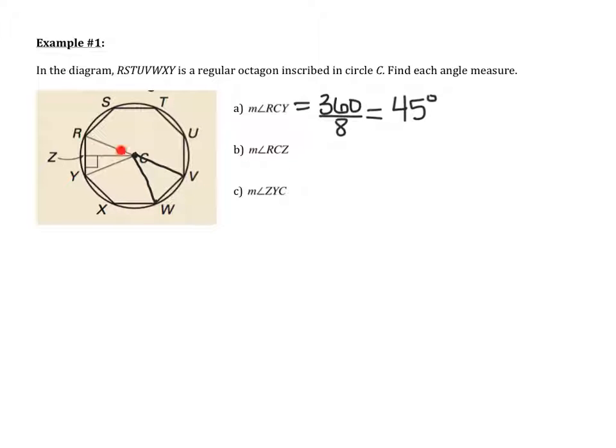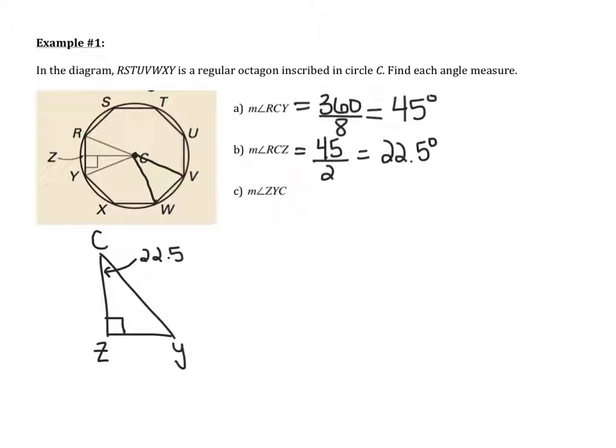So therefore, if this full thing is 45, half of 45 is 22.5. So again, I just took the measure of the central angle divided by 2, since the apothem would bisect that angle, so I would get 22.5. So far I have this right triangle in here, and I know that this angle here, which is corresponding to this angle right there, is equal to 22.5.